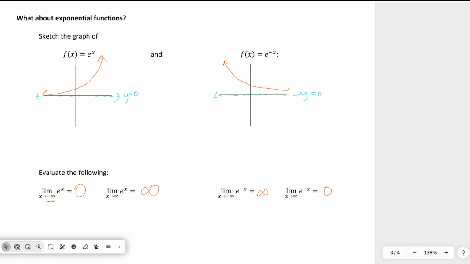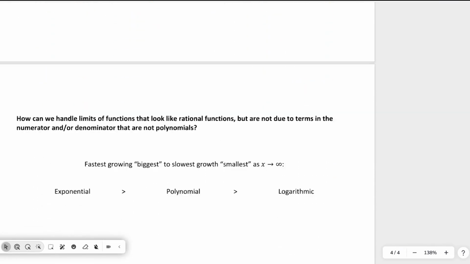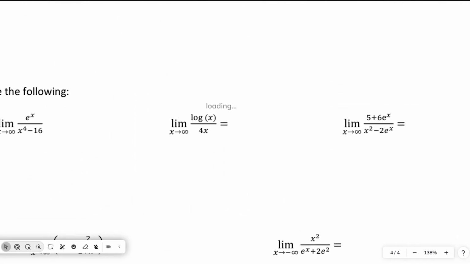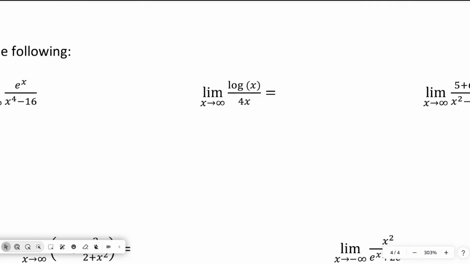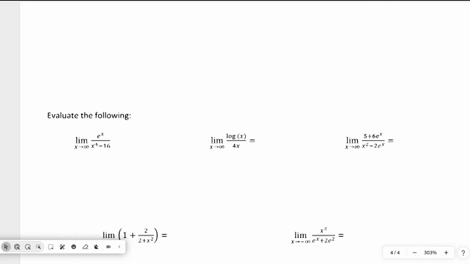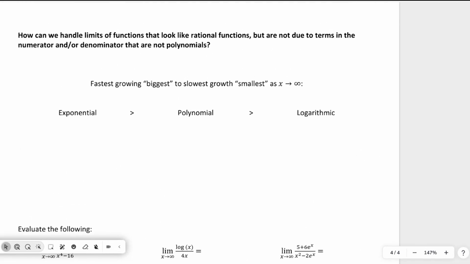All right, we're getting pretty close to the end here. Now, I'm going to give you some weird ones that look like this, where they kind of look like irrational functions, but the numerator and the denominator are not polynomial. We can't do the whole factoring trick, right? But instead of doing that, what I want you to think about is how fast are these functions growing? Because that's really going to determine the end behavior.